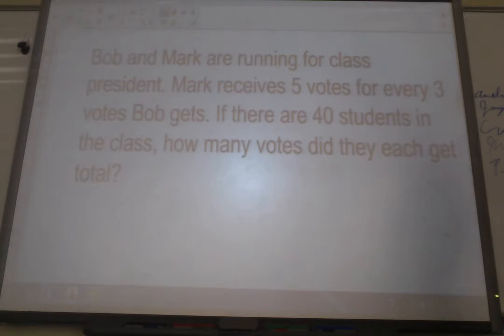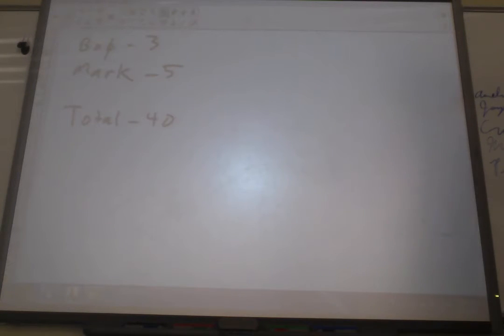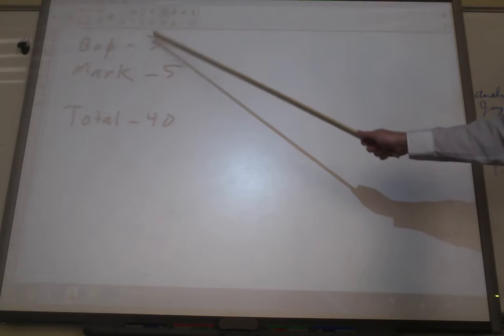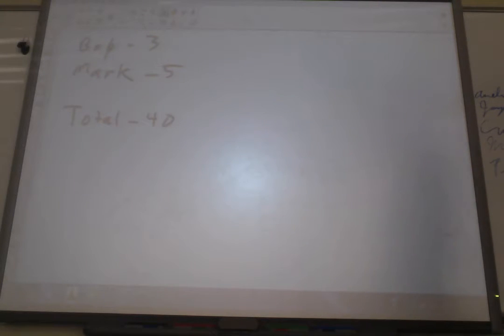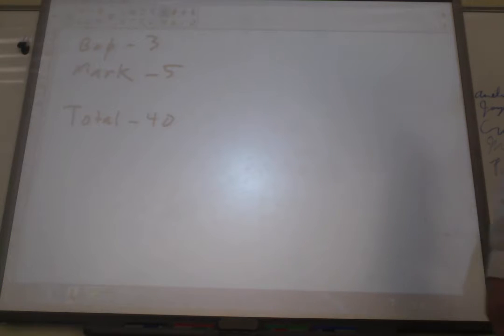It says Bob and Mark are running for class president. Mark receives 5 votes for every 3 votes that Bob gets. If there are 40 students in the class, how many votes did they each get total? Alright, so first thing I did was write the information that I knew. I knew that Bob gets 3 votes to every 5 votes that Mark gets. And I know that there's a total of 40 kids in the class that voted. So there's my information.